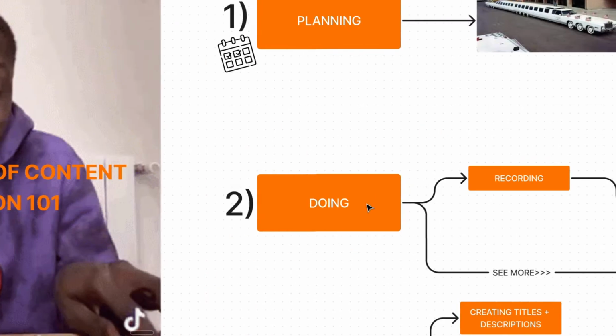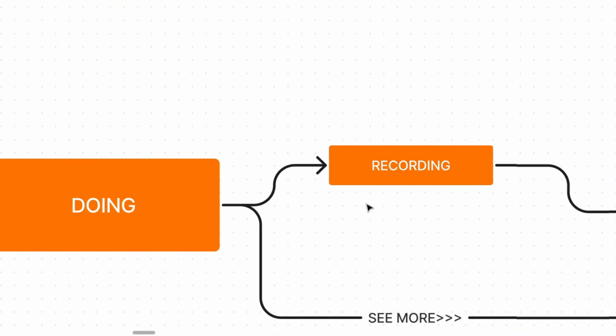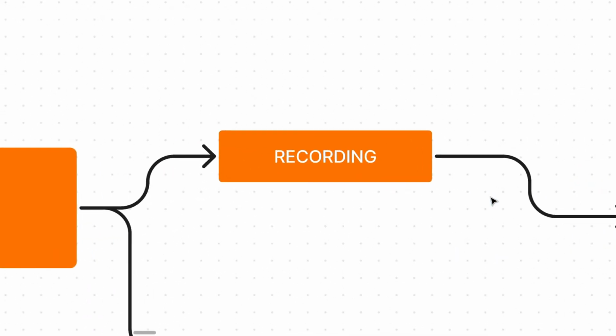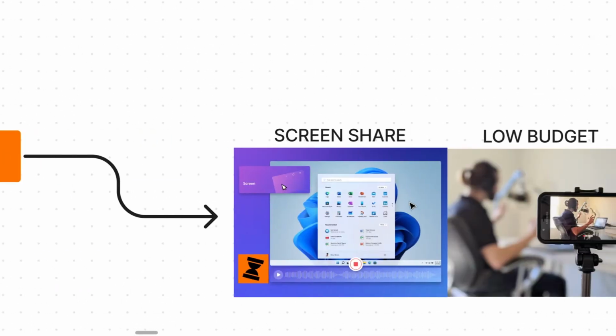The second stage of content creation is actually doing. Now, this includes two things. The first is the recording. Now, there are different ways to actually do that. The way we do it, we just have a screen share.